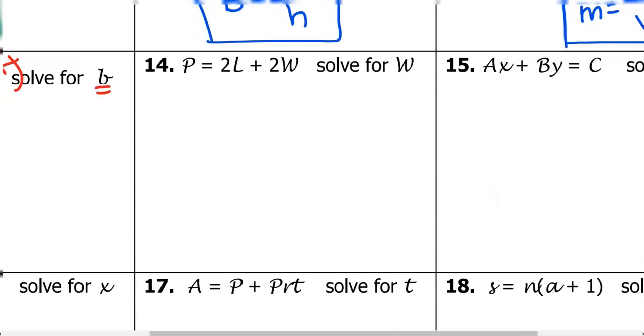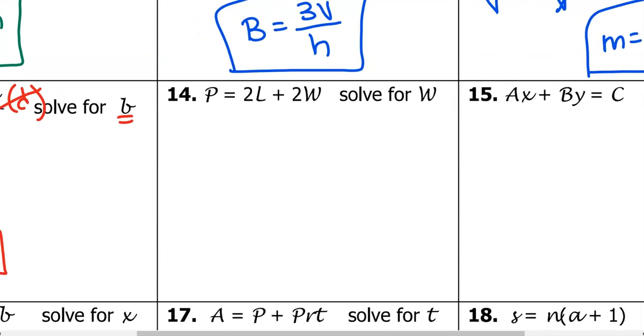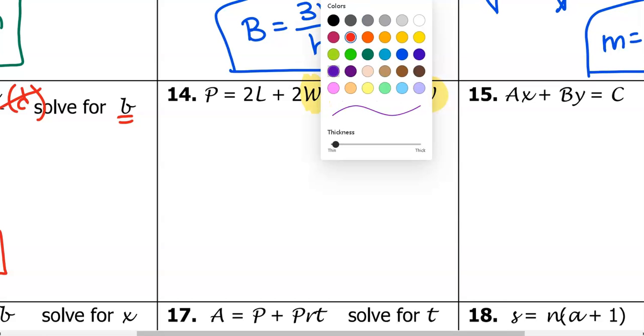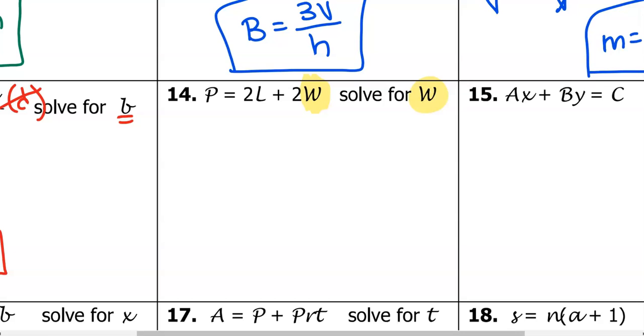All right, 14, what are we trying to get by itself? The W. So I'm going to mark that in my problem. There's my W. Game plan: what is attached to my W? There is a 2. How is the 2 attached? We're going to eventually have to divide by 2 at some point.